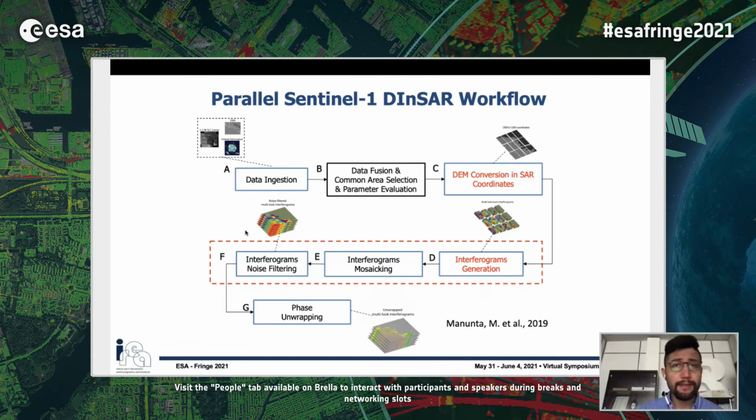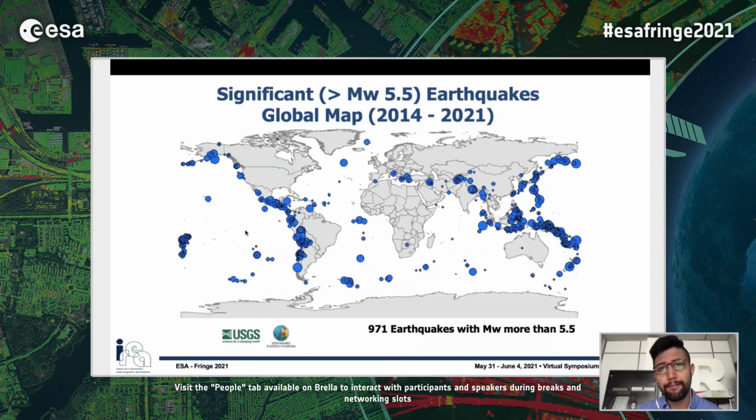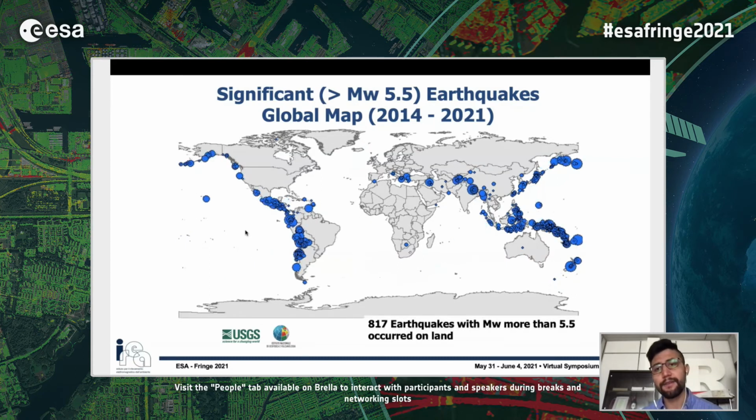So we have images, we have algorithms. It's important to take into account that we have lived through magnitude 5.5 earthquakes on the global map from 2013 until 2021. We experienced more or less 971 earthquakes. But if you take into account just the earthquakes occurring on land, the significant earthquakes according to USGS and another earthquake catalog from another service, we can say more or less 870 earthquakes with significant magnitude around the world.